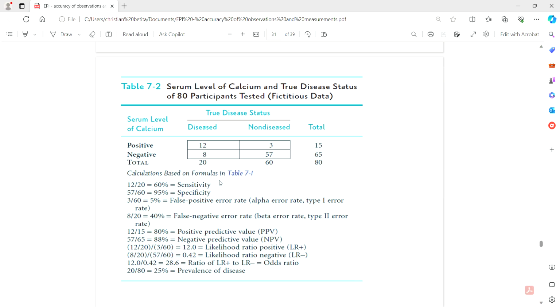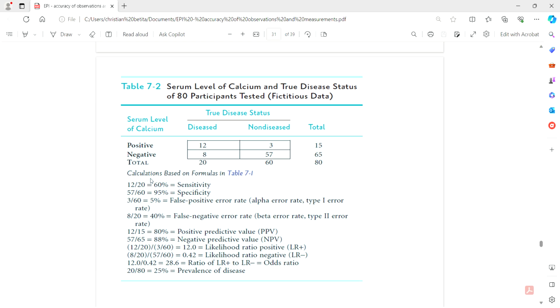So, okay, for this example, they tried to use the 2 by 2 table to determine at what level of serum calcium detects the true disease status, or symptomatic hypocalcemia. Okay, so this is how they determine the cutoff value. So true disease status, that's symptomatic hypocalcemia, and this is serum level of calcium. So arbitrary though. So this is positive and negative test.